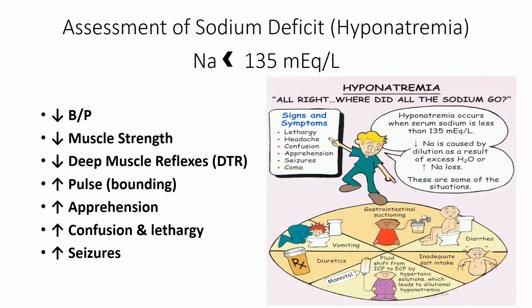Hyponatremia is sodium less than 135 milliequivalents per liter. You're going to have a decreased blood pressure, decreased muscle strength, decrease in deep muscle reflexes, a bounding pulse, apprehension, you're going to be apprehensive, confusion and lethargy, and seizures.